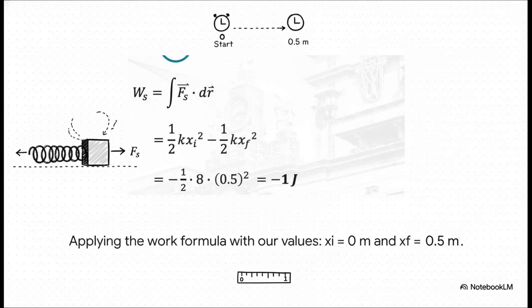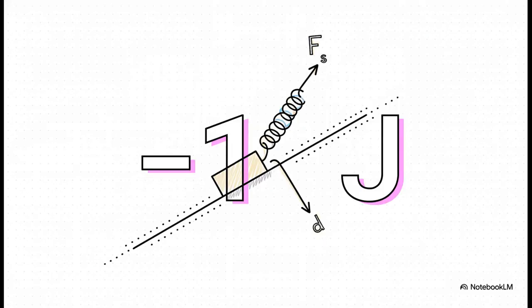That means that whole first term, 1/2 k xi squared, just vanishes. It's 0. The final position, xf, is 0.5 meters. So we plug that in, along with our k value of 8, and we get our answer. And that answer is -1 joule.